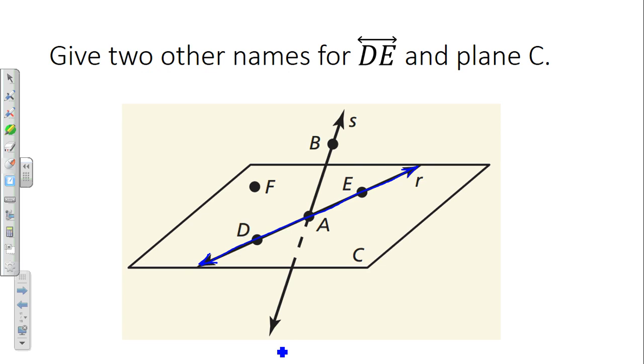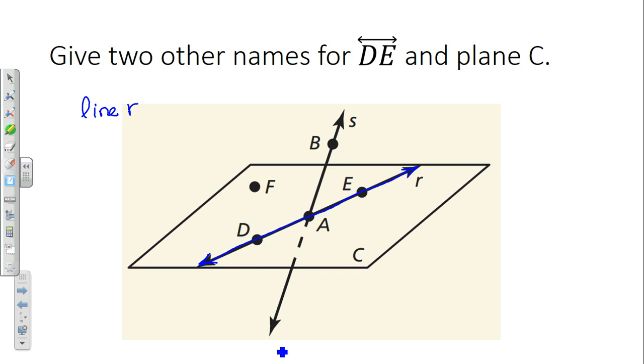So line R. Line R is a suggestion. Do you agree or disagree? Disagree why? Okay, so we think it might be the name of the plane and not the line. And I like where you're thinking, okay? So R is not a point. There's no dot next to it, and it's lowercase, right? So that could be a name of a plane, right?